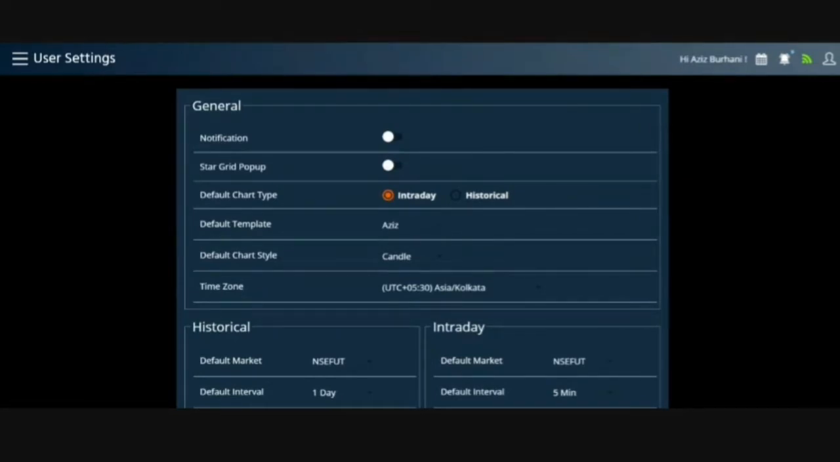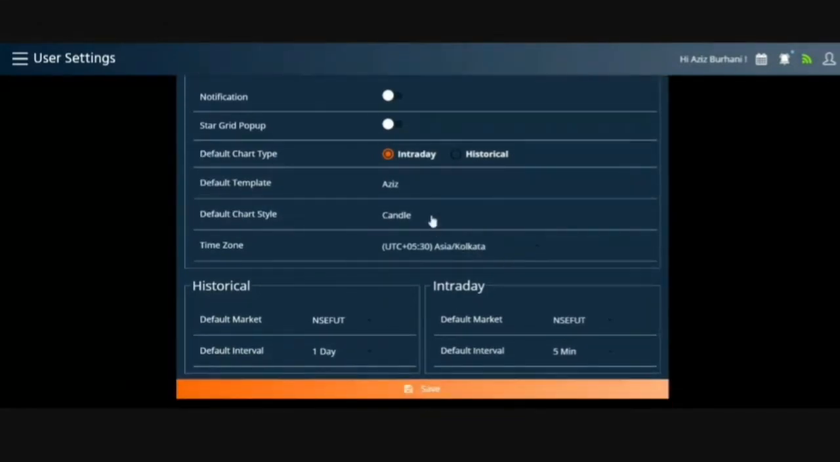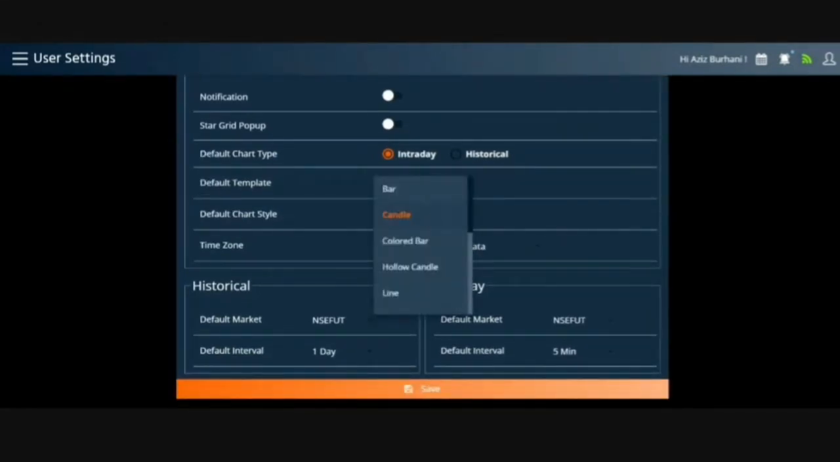And you can select the default chart style, which can be candle, which can be bar. Some people are okay with the bar chart. Some people like the candle chart. Of course, the time zone is preset, and you can set defaults for a historical and intraday chart. Intraday is provided you have the intraday subscription.